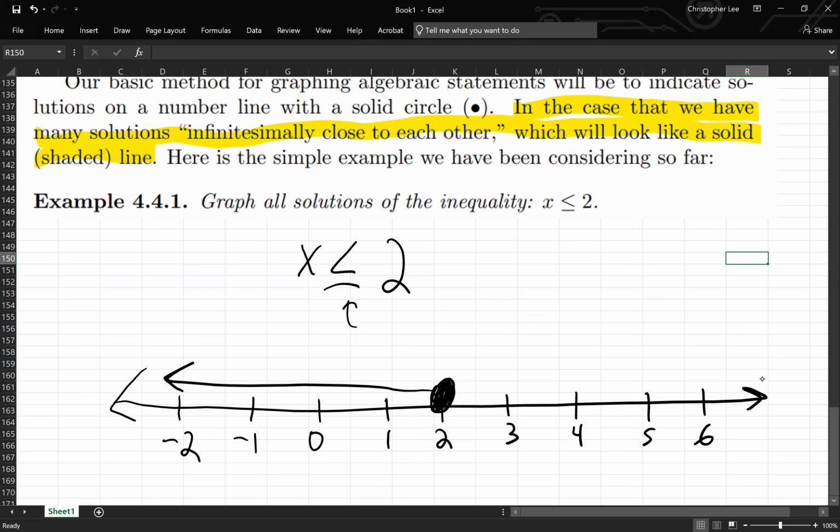Like you're saying, if it was x equals 2, like this? No, if it was just x is greater. Or like this, you mean? Yeah. So with that, it would be an open circle. Right? So like this. Okay.